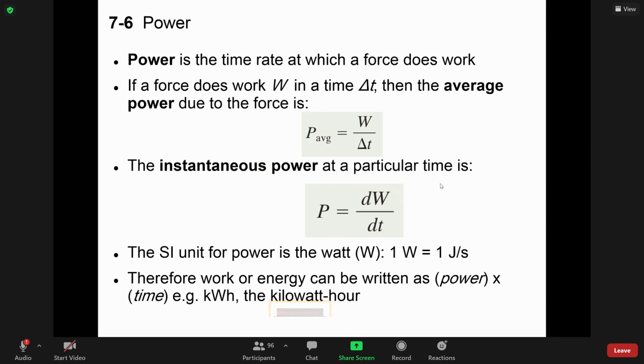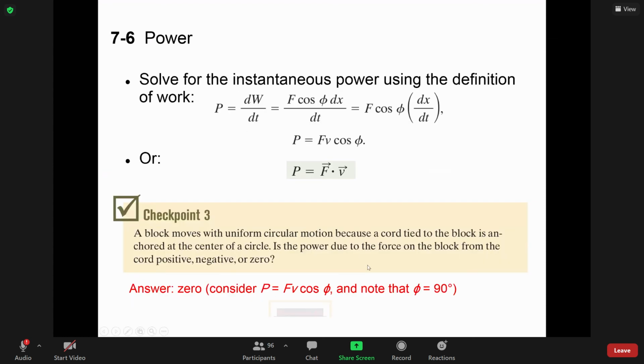One other law for power is this. The power of a force making an object move with a certain velocity is F dot V. This is also instantaneous. So for instantaneous power I have two laws: dW by dt, or F dot V. This means if there is a force causing a particle to move with a certain velocity, the dot product between the force and the velocity will give me the power.